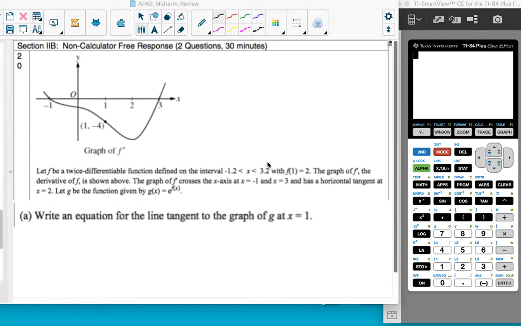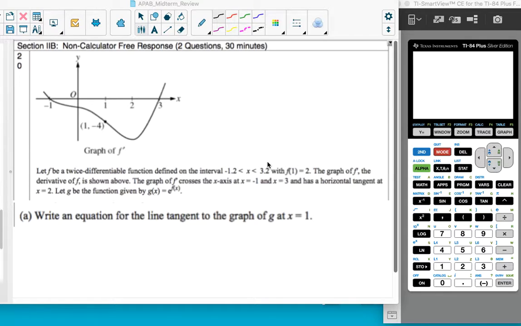All right, this is AP AB Calculus. We're doing the midterm review packet, and this is our final section, the non-calculator free response. So this is number 20, part A. The twice differentiable function f is defined on the interval from negative 1.2 to 3.2.